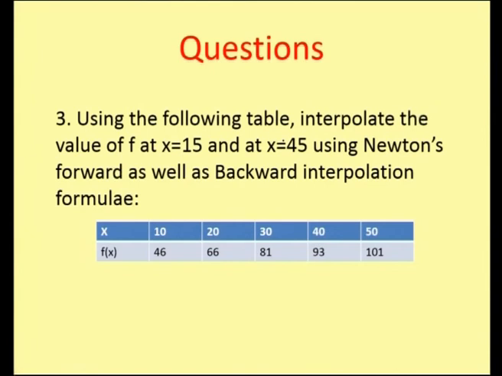Using the following table, interpolate the values of f at x is equal to 15 and at x is equal to 45 using Newton's forward as well as backward interpolation formulae. That is, x values are given as 10, 20, 30, 40, 50. F of x values, that is y values, are given as 46, 66, 81, 93, 101.